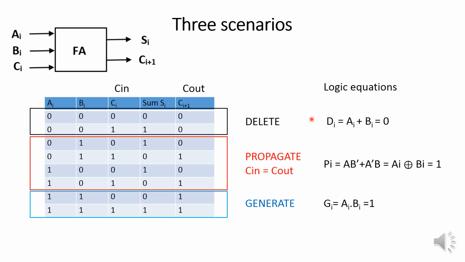So, D equal to 0 represents the condition when a carry is deleted. G equal to 1 represents the condition when a carry is generated independently of the value of the carry in. And P equal to 1 represents the condition when an input carry will be propagated to the output carry. So, these are the logic equations representing each of these logic functions.